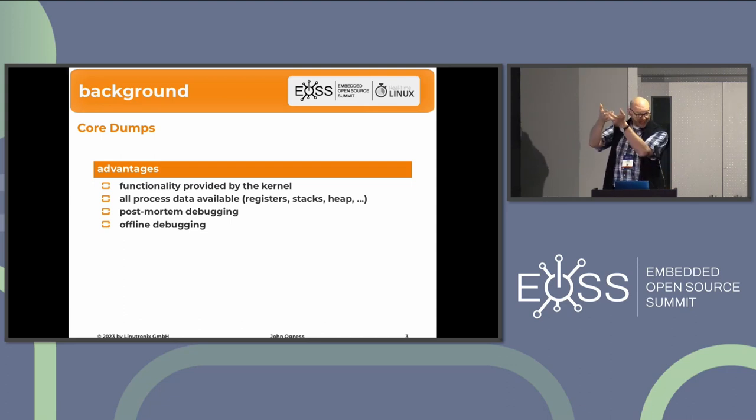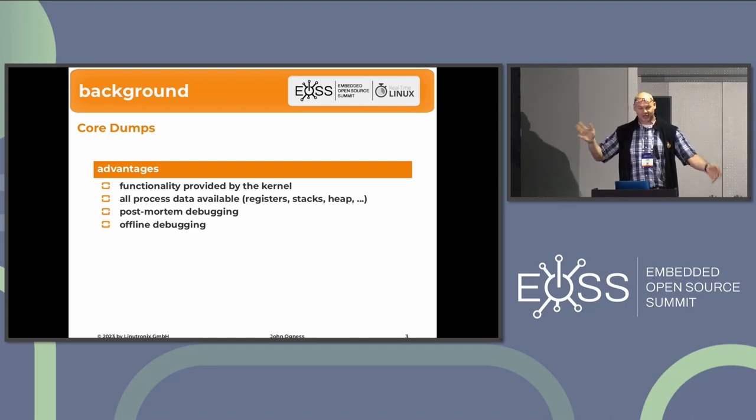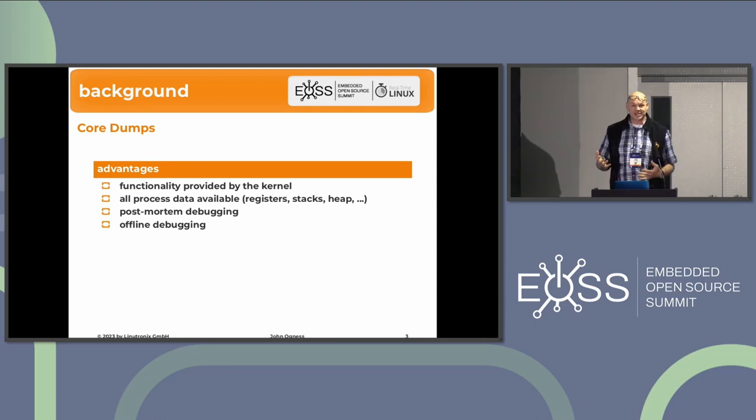You can copy that file off of the device, and then on your nice, powerful workstation, with your cross-toolchain, you can actually spend a lot of time going through it with a graphical environment, Eclipse if you want, and all these things. So, you know, these are really nice features of core dumps. And as a developer, there is nothing better than getting a core dump file if my application crashed.